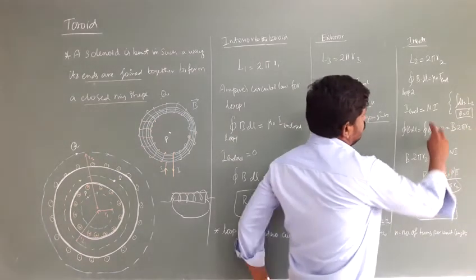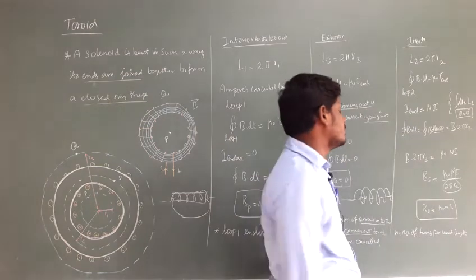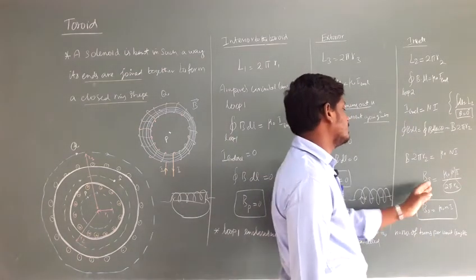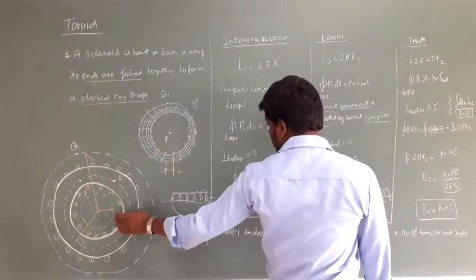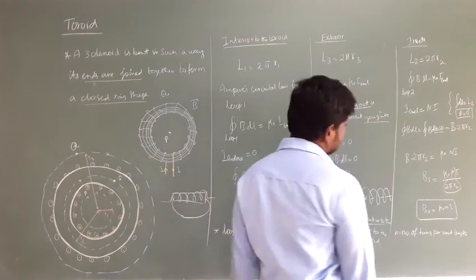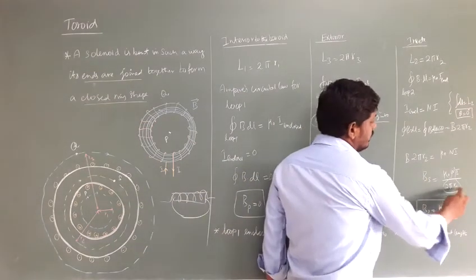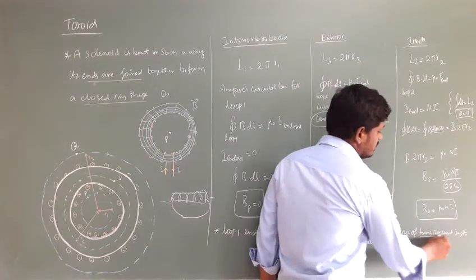So B into 2 pi R2 equals mu 0 N I, as we are going to find the magnetic field inside the toroid at the inside point S. The 2 pi R2 goes to the denominator, and N divided by 2 pi R2 we take as small n. Small n is the number of turns per unit length.